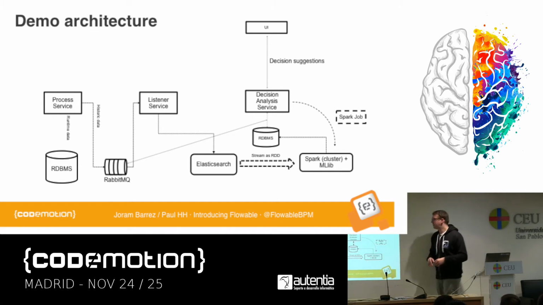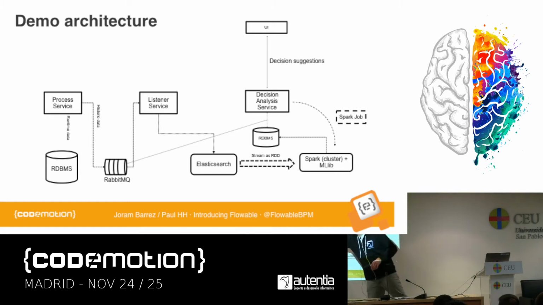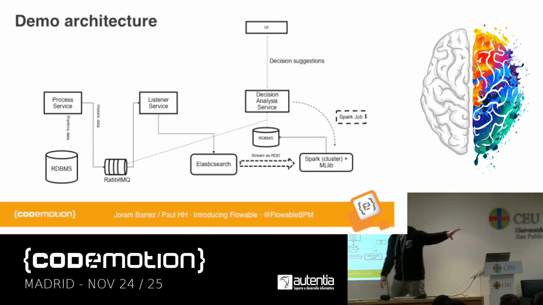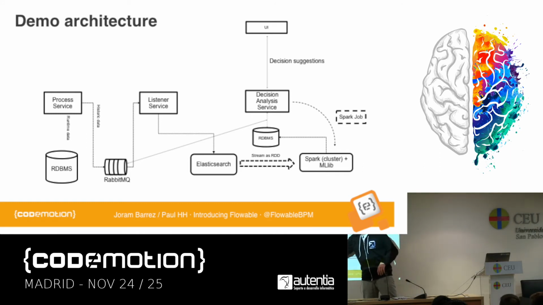So what we're going to do is, the story starts here on the left-hand side with the process service. We're going to take the process from Paul and we're going to run it a lot of times. So we're going to hit a REST service later on. It's going to start while I'm talking, going to generate data on the fly. We're going to push that data into RabbitMQ.